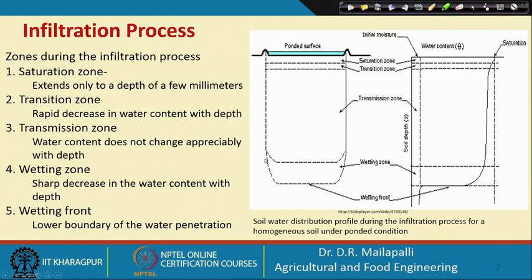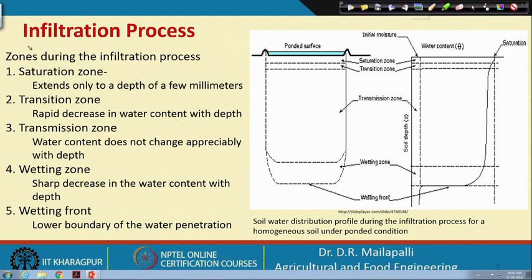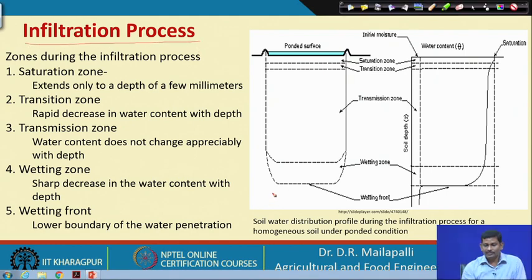If you look at this picture, this is the infiltration process. Assume that you put some water on top of the surface. After 1 hour of infiltration, if you take a cross section of the soil, it looks like this. The first few centimeters have this saturated zone. This is saturated because right on top of this zone there is ponded water. This is called the saturation zone.